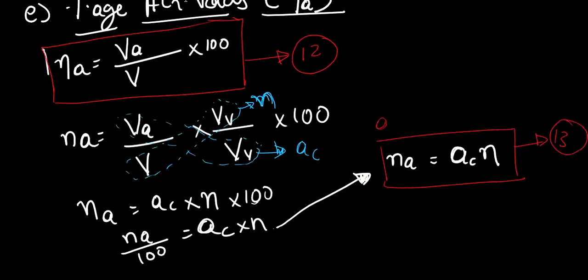Percentage air voids is equal to air content into porosity. With this, all the volume relationships and different interrelationships are complete.